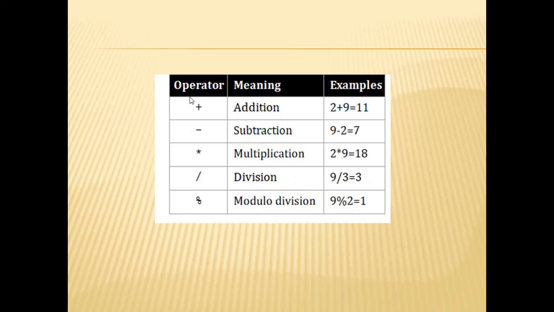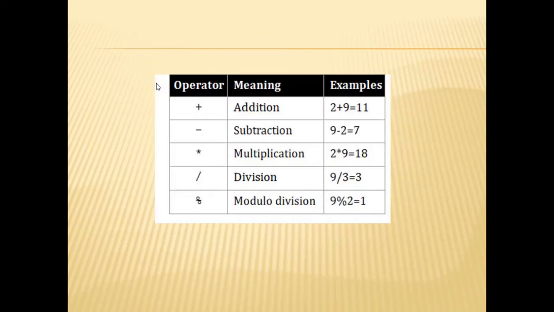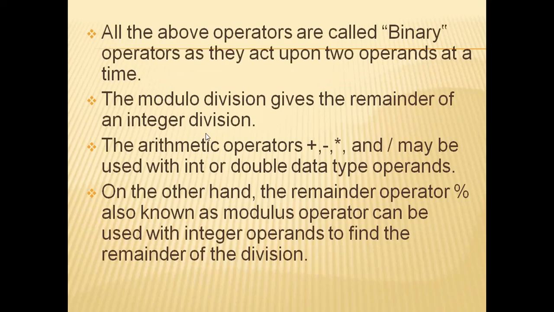All these are the various arithmetic operators. All these operators are called binary operators. The reason is all these operators are performed on two operands. Here 2 and 9 are the two operands, 9 and 2 are the two operands, 9 and 3 are the two operands. That is the reason we call them binary operators. All arithmetic operators are binary operators.